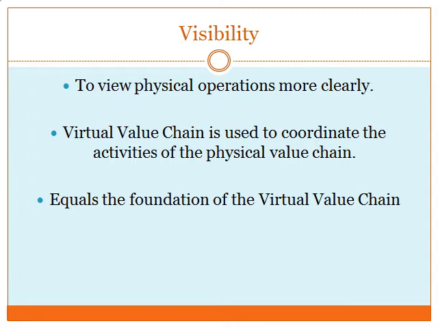The first phase is visibility. Visibility allows the business to see their physical operations more clearly, and also have some sort of control over their virtual representations. Visibility is the foundation for the virtual value chain, and it is used to coordinate the activities of the physical value chain as well.